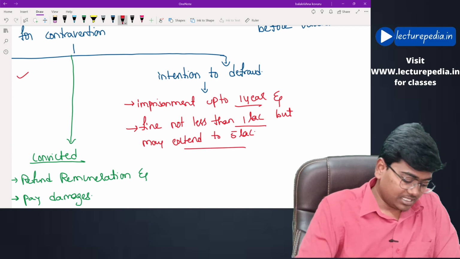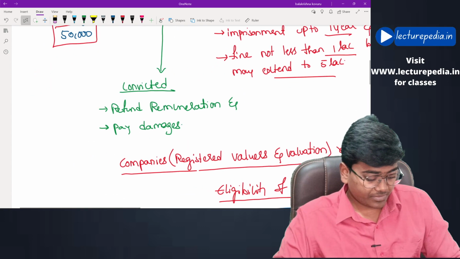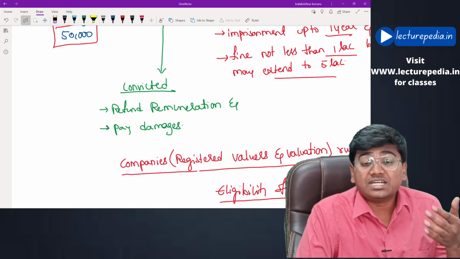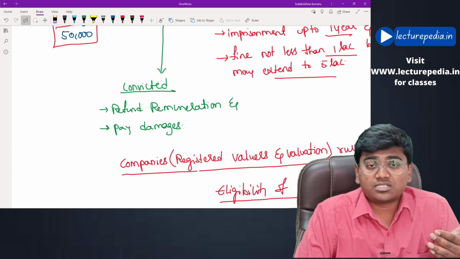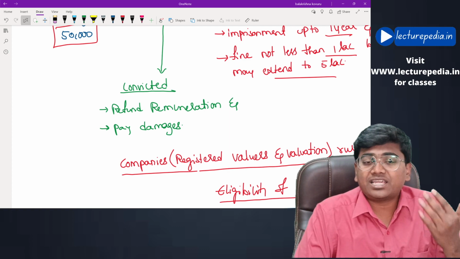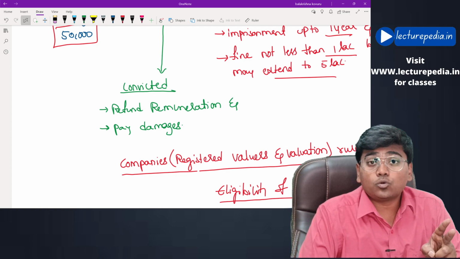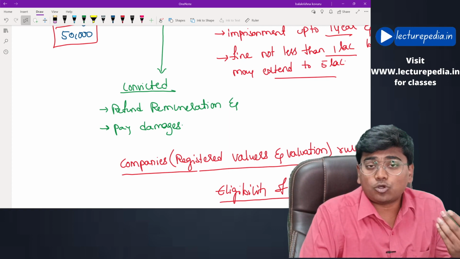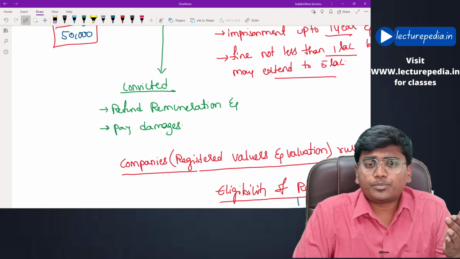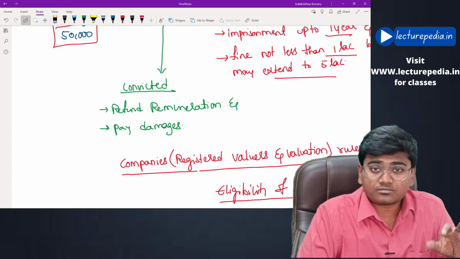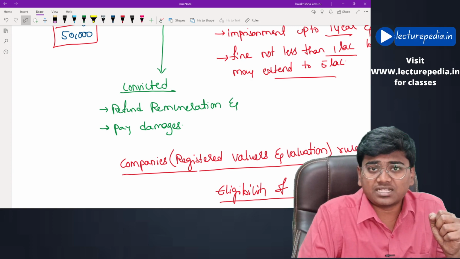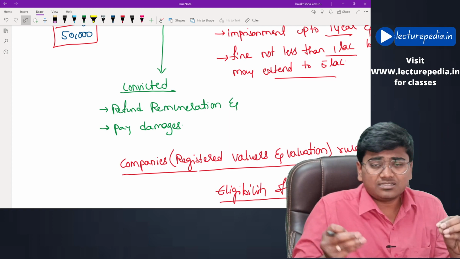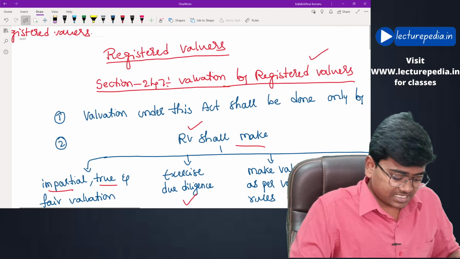And in case he is convicted of the offense, then he has to refund the fees, the remuneration that he has taken from the company, and should also pay the damages if at all any damages have been incurred by the third parties as a result of the false valuation that is conducted by the registered valuer. So this is clear. That is section number 247.